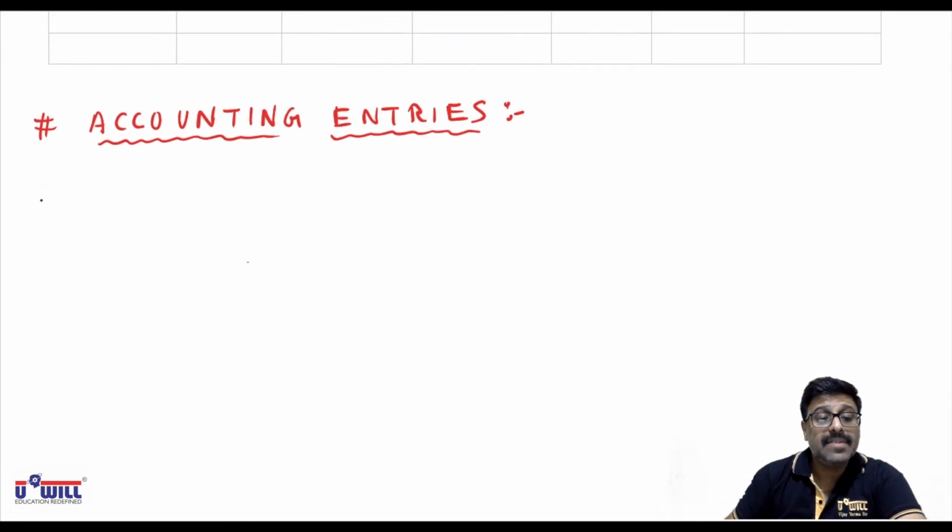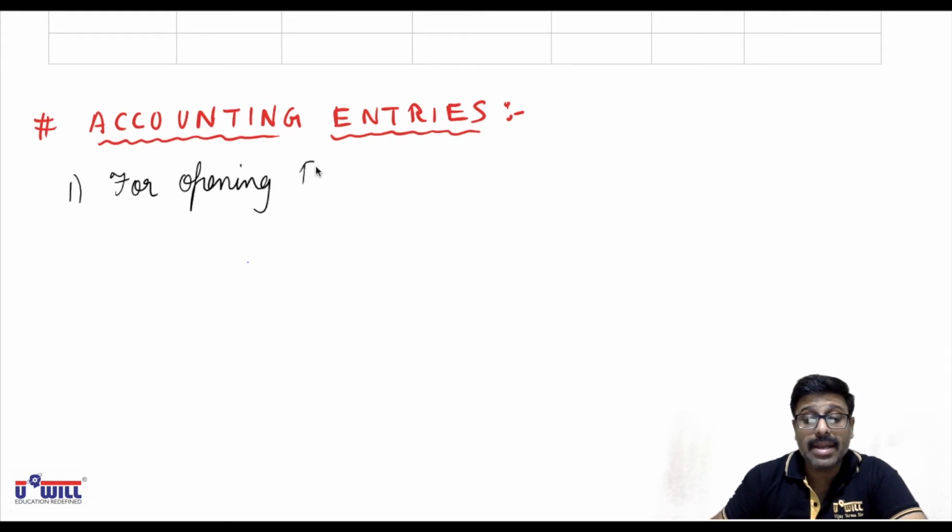Now, see, the first entry we will always pass is for opening rebate on bills discounted. Means the rebate on bills discounted in the beginning of the year. For opening rebate on bills discounted.